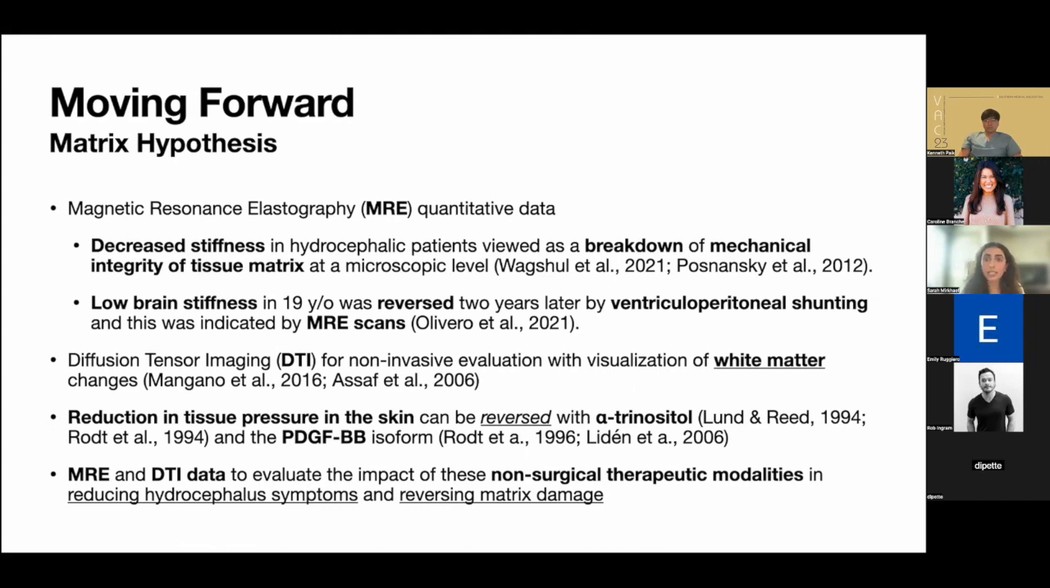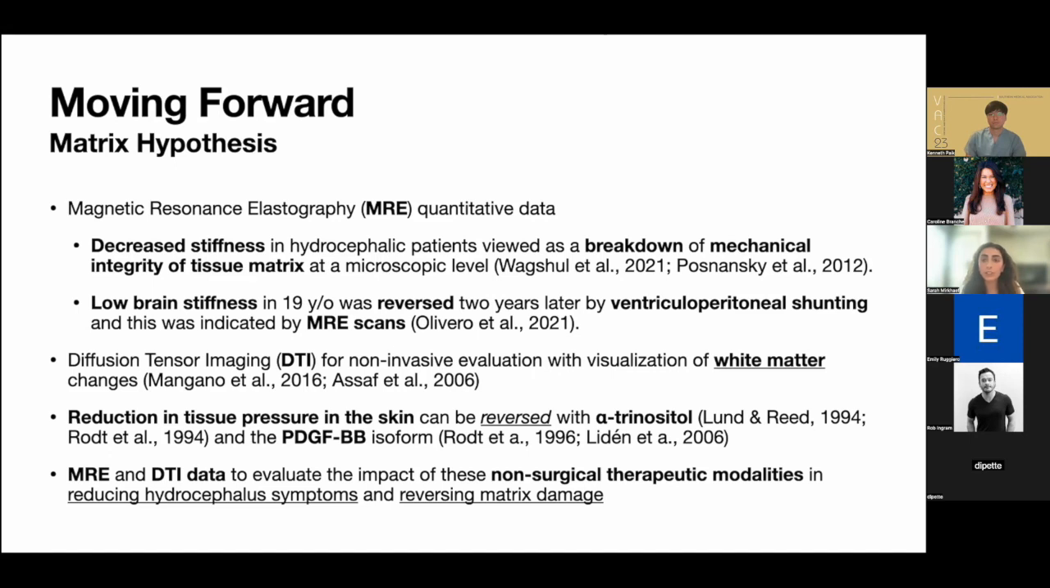There was also a case study done in 2021. This was a really interesting case study. They had this 19-year-old who has hydrocephalus, and they had low brain stiffness. But then 2 years later, after undergoing ventriculoperitoneal shunting, the stiffness was reversed to a near normal value. So MRE is a very effective and really influential imaging modality that can show the local brain tissue, but it can also show that the low brain stiffness in hydrocephalus can be reversed with therapy. There's also diffusion tensor imaging, which is another way that hydrocephalus has been studied, and you can visualize white matter changes.